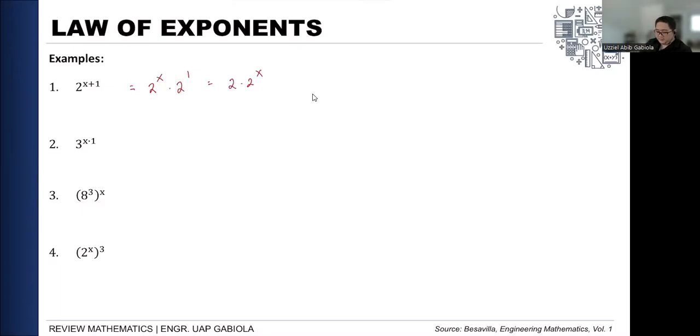Next, number 2. 3 times x to the 1. So naka-multiply siya. So ibig sabihin 3x tapos na meron siyang exponent ng 1 doon. Or simply 3x.